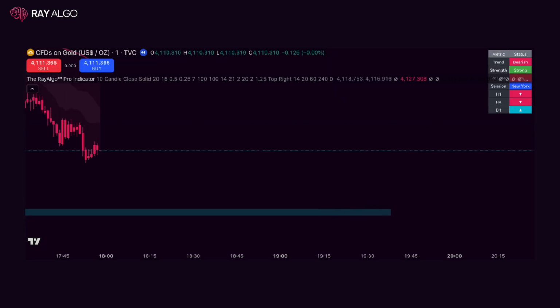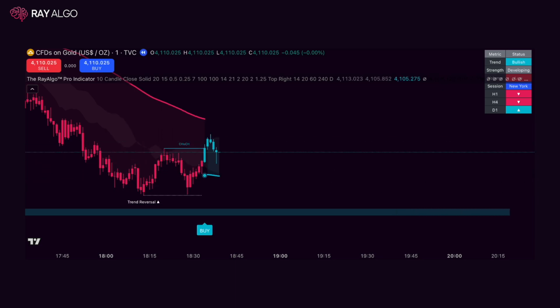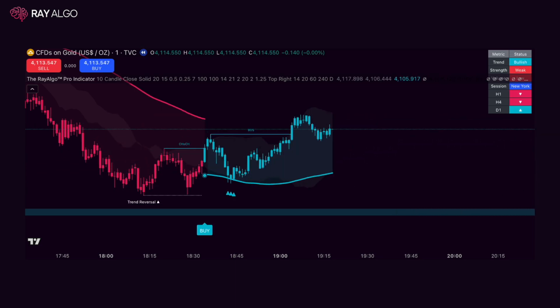So these aren't reversal signals. They're trend continuation signals. They're saying the trend is already in motion. Here's an opportunity to join it.